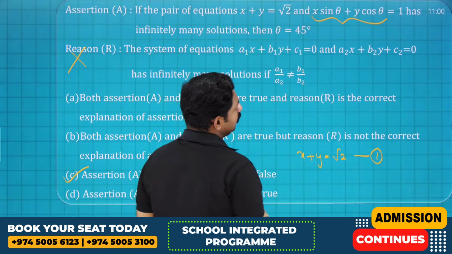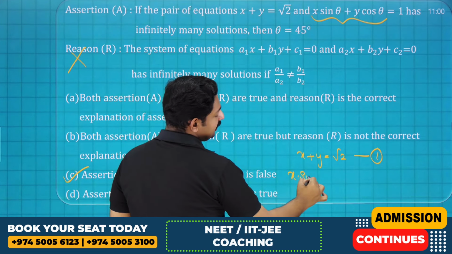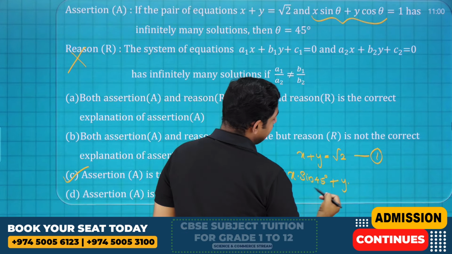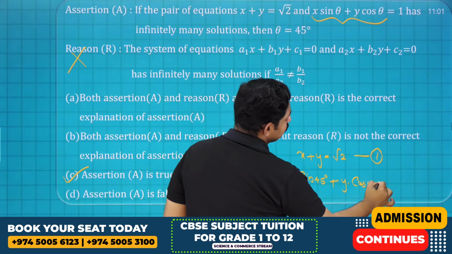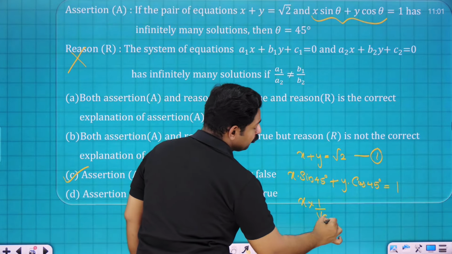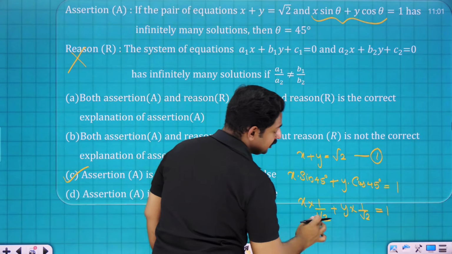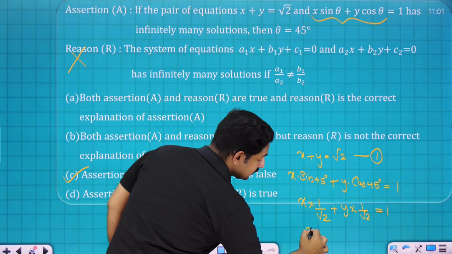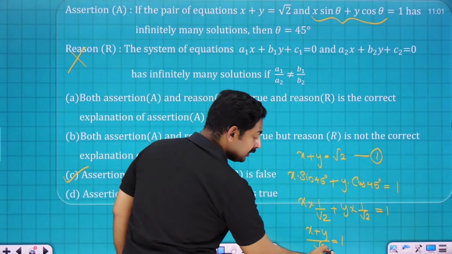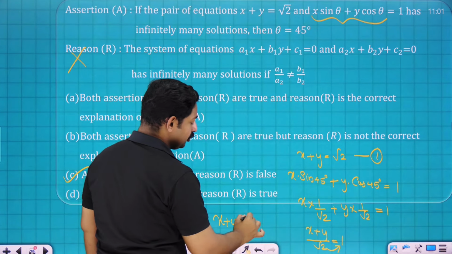That's an easy, simple one. And the second one, x into sine theta. What is the value of theta given? It is 45. So sine 45 plus y into cos 45 is equal to 1, given. So x into sine 45, the value is 1 by root 2, plus y into cos 45, again the value is 1 by root 2, is equal to 1. You can see the denominators are the same, which means x plus y by root 2 is equal to 1. If you cross multiply, you will be getting the equation x plus y is equal to root 2.